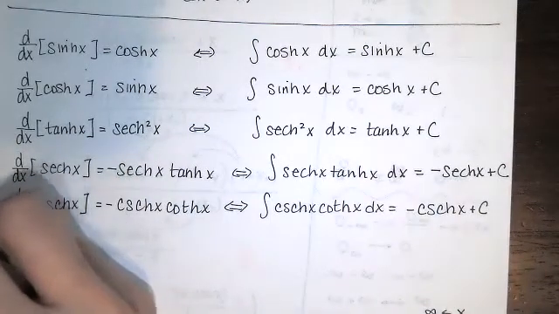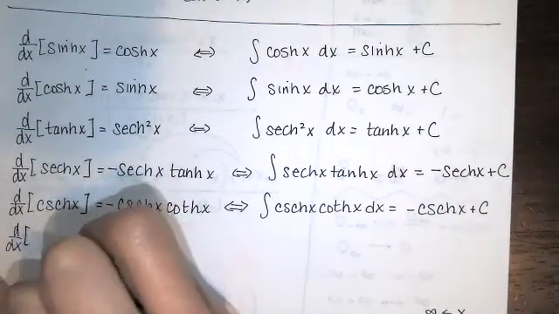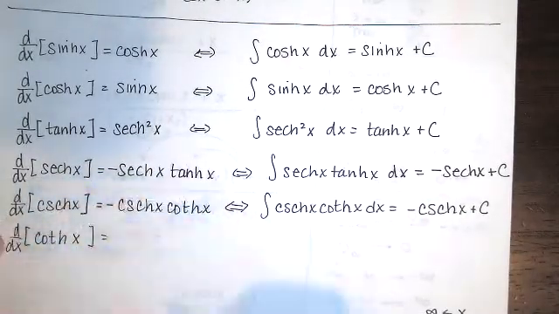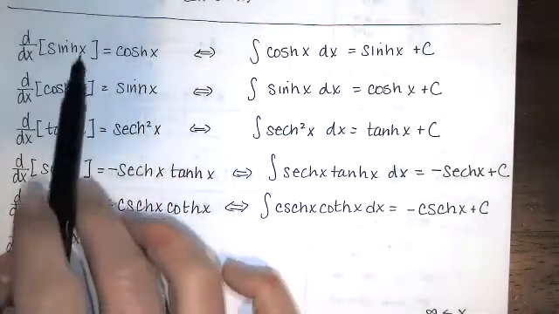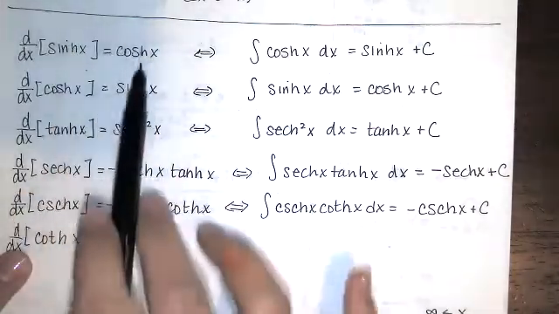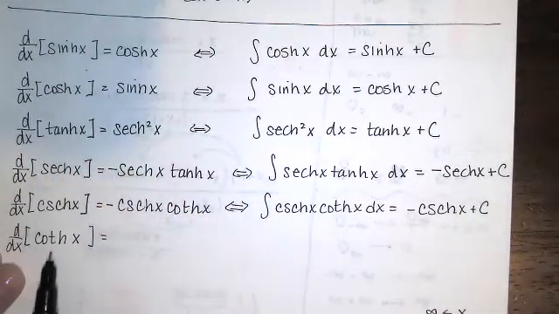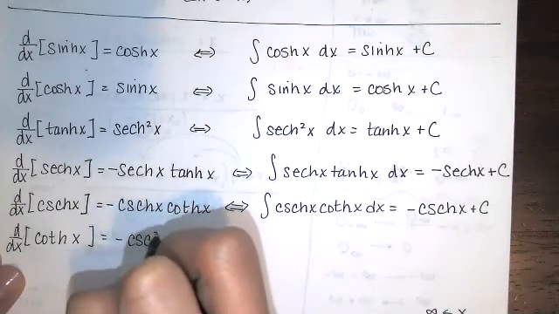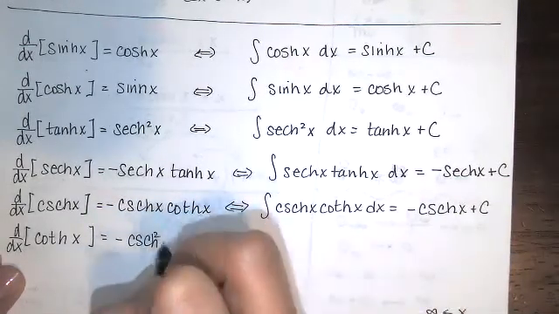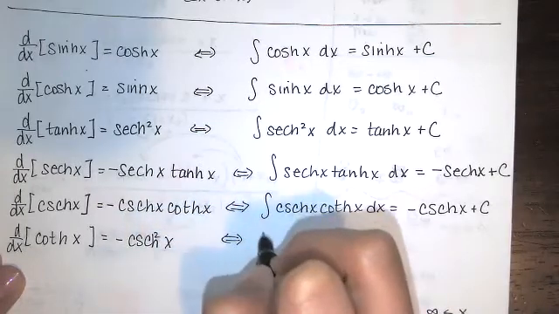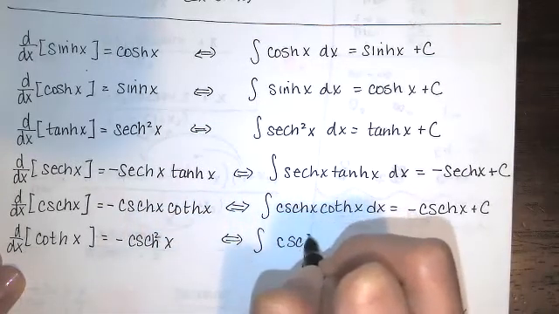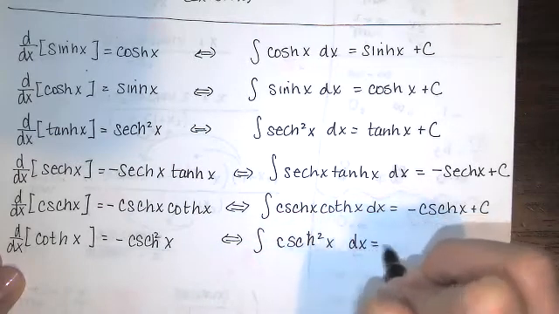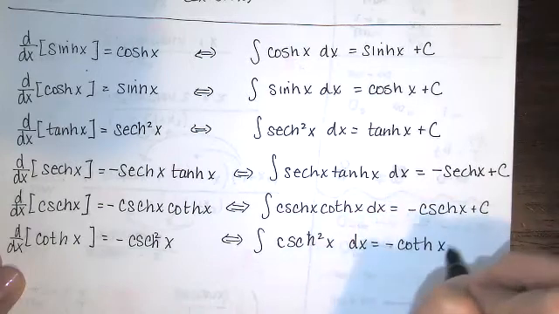I almost don't want to write them down because they're sort of obvious. But it's just, if the derivative of this is this, then the antiderivative of this is this. The derivative of hyperbolic cotangent of x is negative hyperbolic cosecant squared of x. So we've got the antiderivative of hyperbolic cosecant squared x is negative hyperbolic cotangent of x plus c.